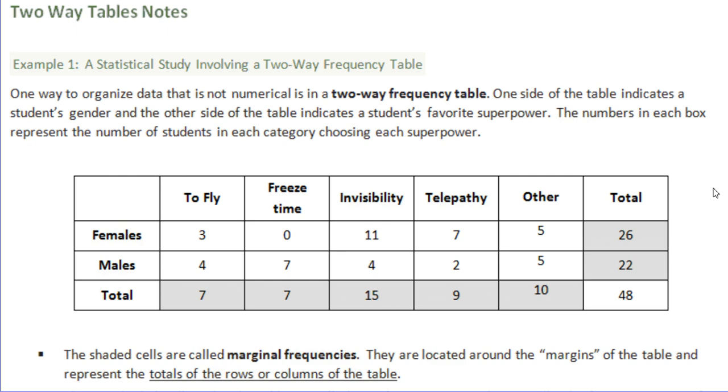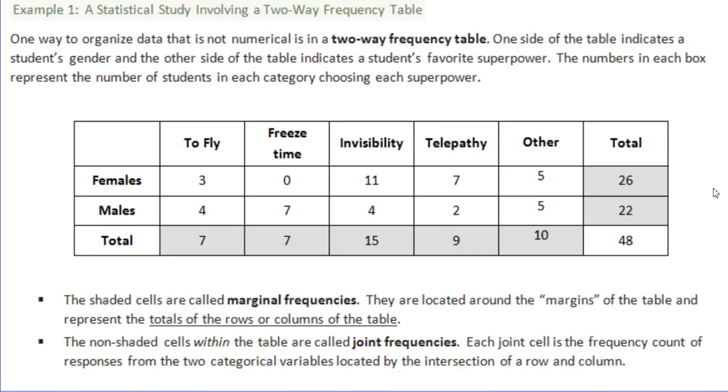We have to remember that the shaded cells are your marginal frequencies. They're located around the margins of the table and represent the totals of the rows and columns. The non-shaded cells within the table are called your joint frequencies. Each joint frequency cell is the count of responses from the two categorical variables, so by gender and the superpower, and it's the intersection of the row and the column. We also remember that the marginal frequency right here in the right-hand corner is telling you the total number of people that responded to that survey.